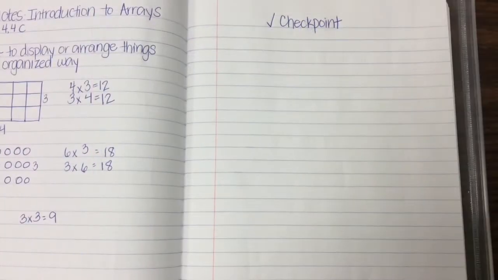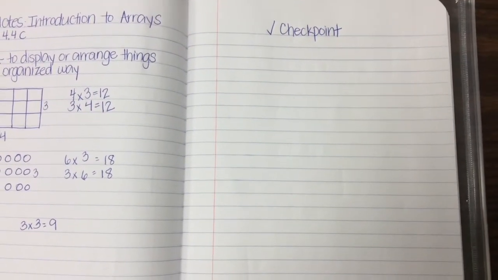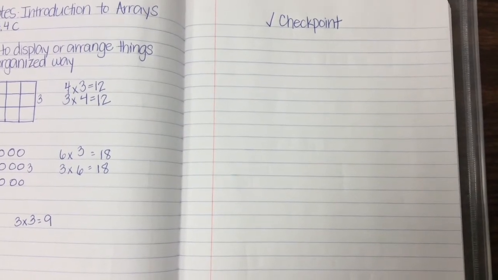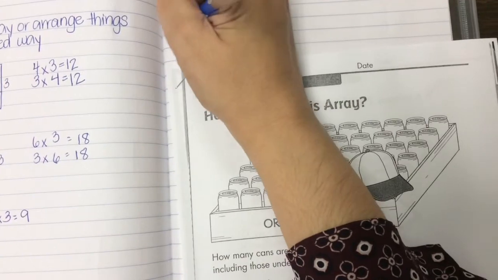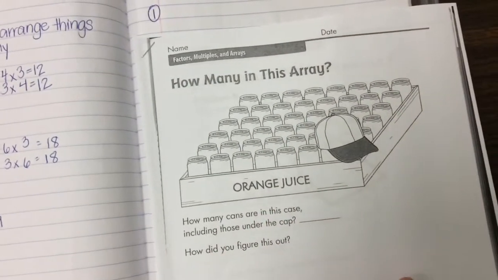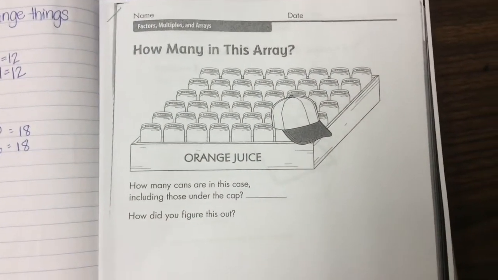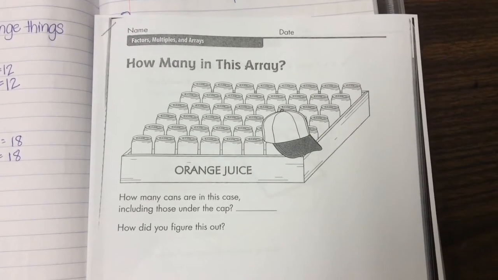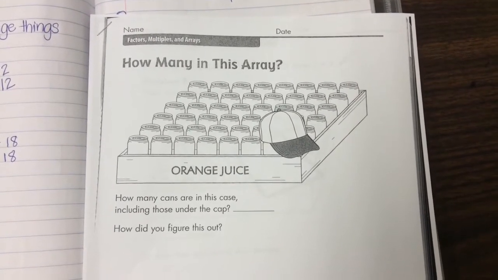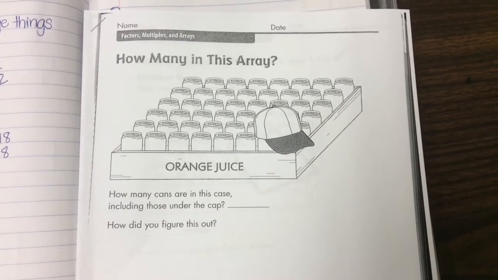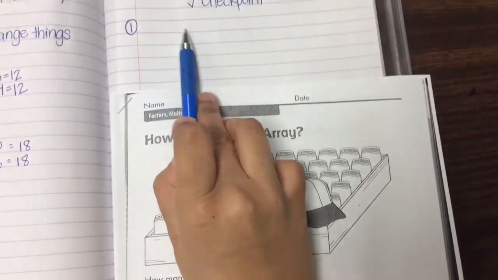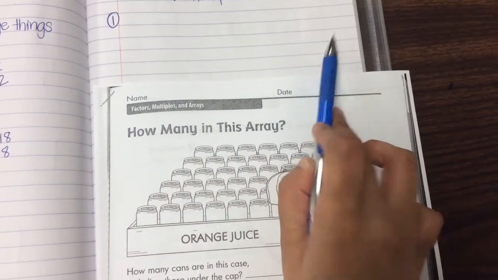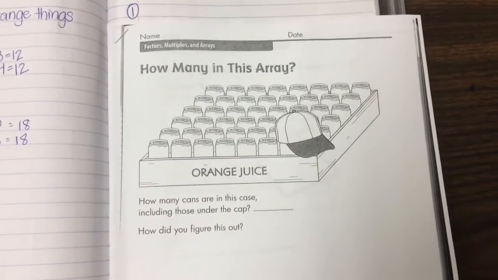All right, now it's time to go to the right side of your journal. We're going to do 3 checkpoint questions. So we're going to call this checkpoint question 1. And here is a picture. And I want you to pause and figure out how many cans are in this case, including those under the cap. And I want you to explain how you figured this out. So in your journal, write down your answer, give me evidence why, and then explain. Press pause and press play when you're ready to check.